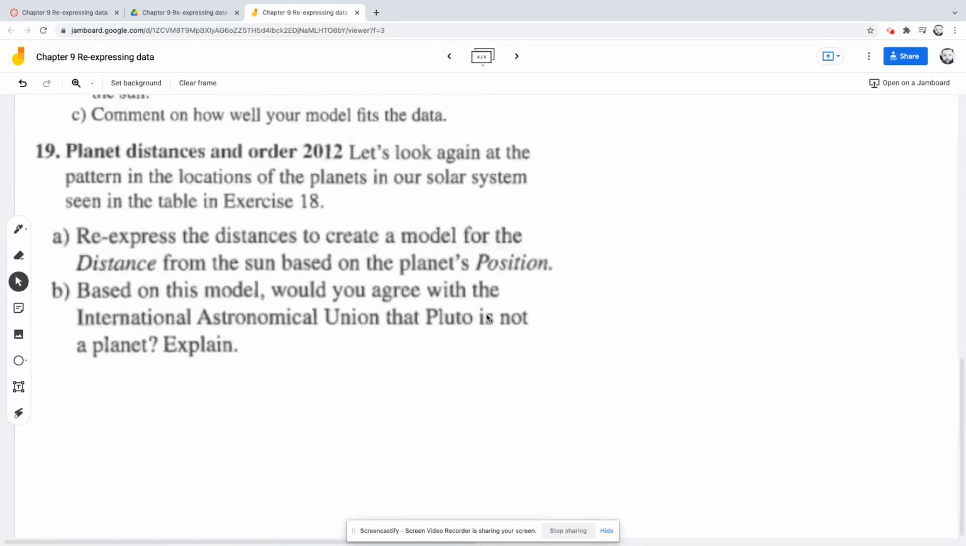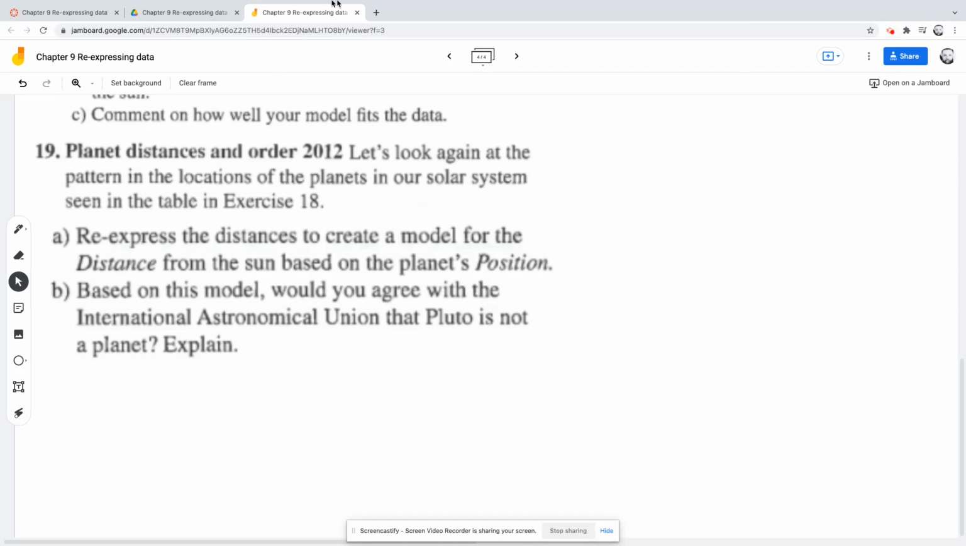All right, so for problem number 19, it says planet distances in order for 2012. The question says, let's look again at the pattern and the location of the planets in our solar system as seen in table 18. So I got that right here. We'll look at that in a second. It says, re-express the distances to create a model for the distance of the sun based on the planet's position.